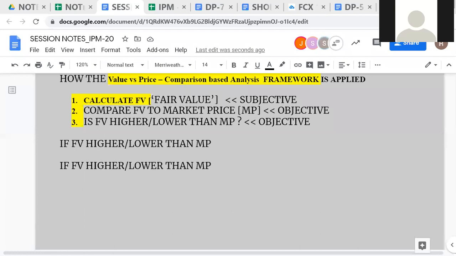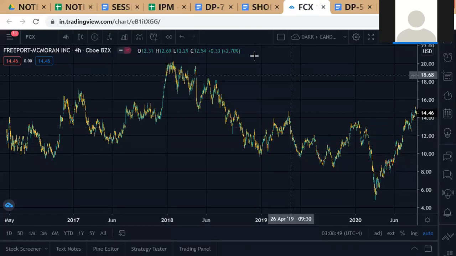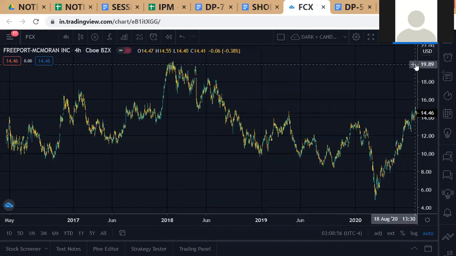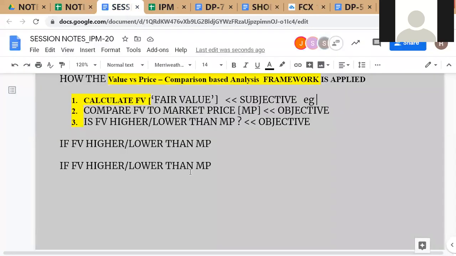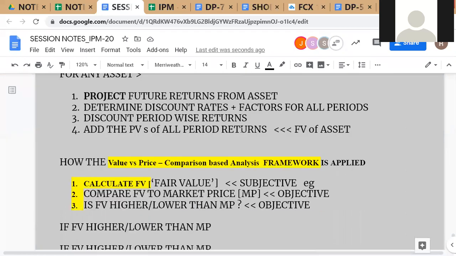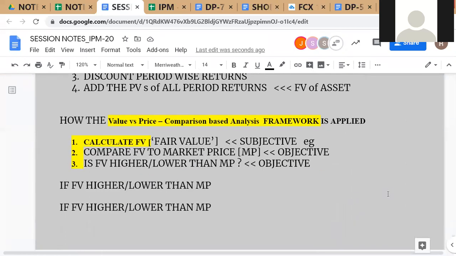Let's ask Harsh. So if I do this calculation, let's say I calculate fair value, this is an example, okay? In my example, let's say I'm doing the analysis for FCX. FCX market price we know is 1446. Suppose I do my subjective fair value analysis and I find that the fair value of FCX is actually $20. After doing all this analysis, projecting the future returns, determining the discount rate, discounting the future returns, and adding up the present value of all the future returns, I arrive at the fair value of the stock of FCX. And I find that the fair value is actually 20, okay? So let's say fair value is $20. Just giving the example of FCX.